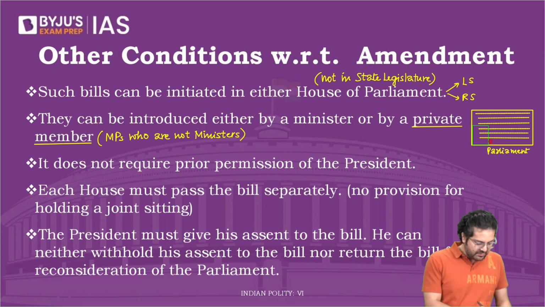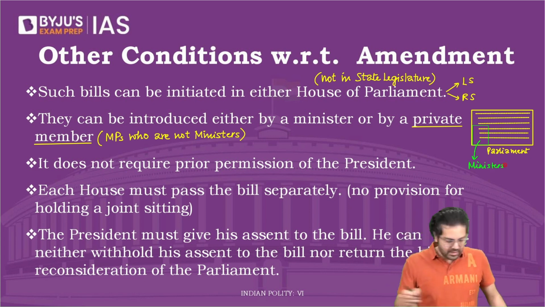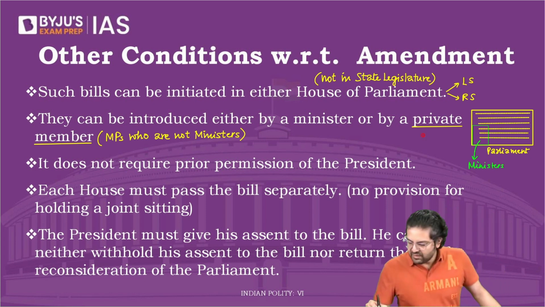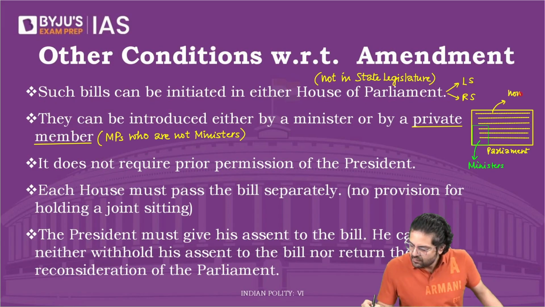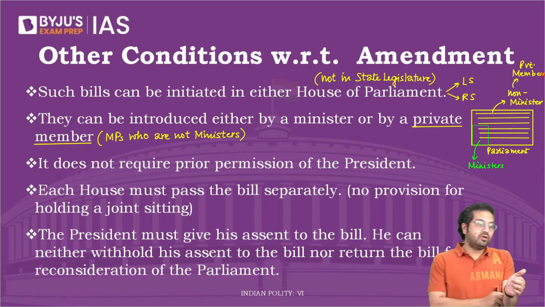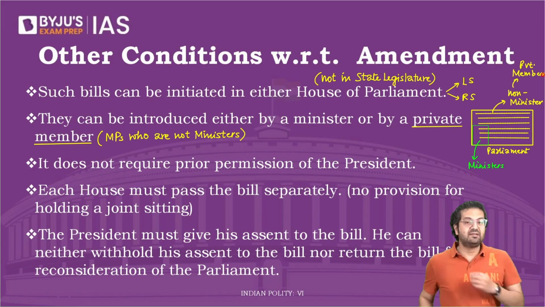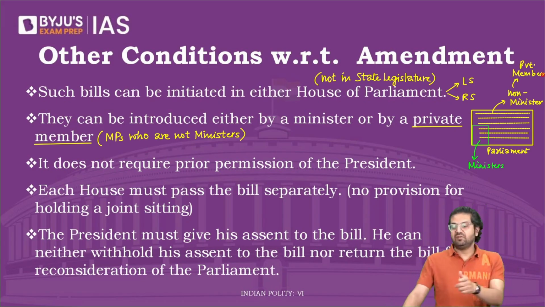So these people are ministers. And other MPs are non-ministers. Non-minister. These people are called private members. Article 75 clause 5, 164 clause 4. Absolutely correct. Article 75 clause 5 says executive is a part of legislature.